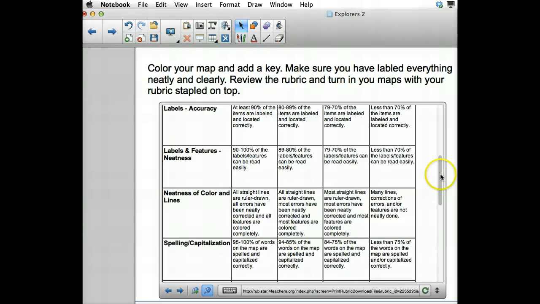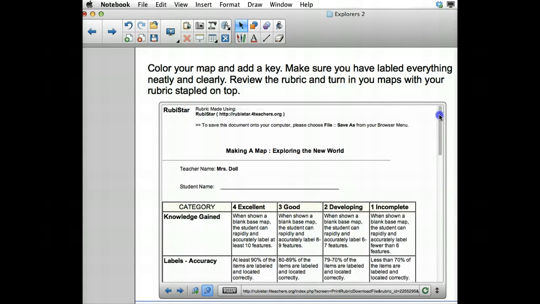I encourage the students to fill out their rubric themselves before they turn any work in. This way it gives them a chance to review what they've done to make sure everything is to their liking and that nothing was forgotten. So they assess themselves, then they will turn in the rubric to me, and I will assess the map, and then if there's any improvement that needs to be made, I will allow them to redo it if needed.